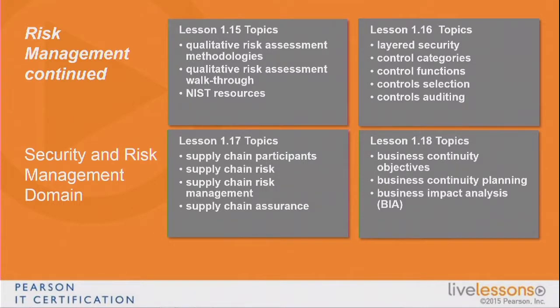In 1.17, we turn our attention to the supply chain. We identify supply chain participants, supply chain risk management, and supply chain assurance, including looking at SSAE 16 audit reports. Our last topic in this category is business continuity, with a focus on availability. So we're looking at business continuity objectives, business continuity planning, and a business impact analysis.